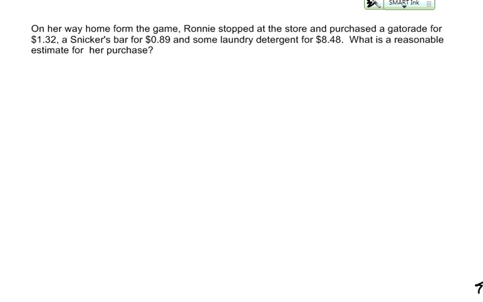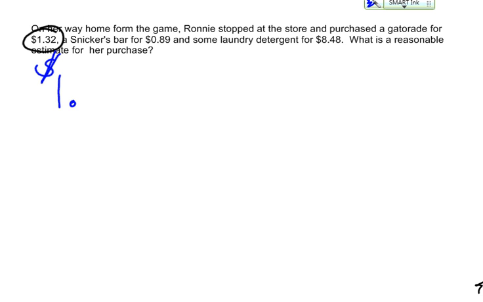We can take this rounding principle and we can now put it together with a larger problem. It says, on her way home from the game, Ronnie stopped at the store and purchased a Gatorade for $1.32, a Snickers bar for 89 cents, and some laundry detergent for $8.48. So what is a reasonable estimate for her purchase? So I'm going to take this number. I'm going to start by rounding that. I'm thinking, okay, let's round to the nearest dollar in this case. And so this is going to round to $1.